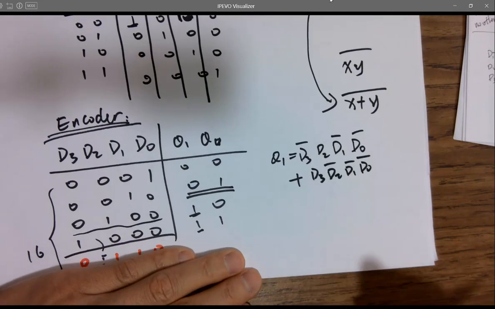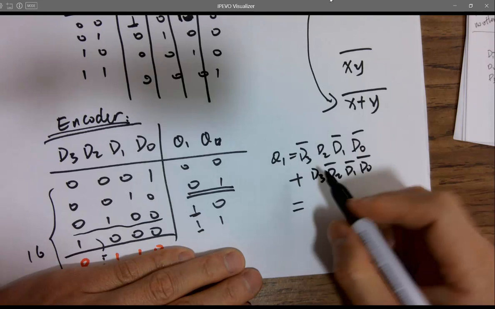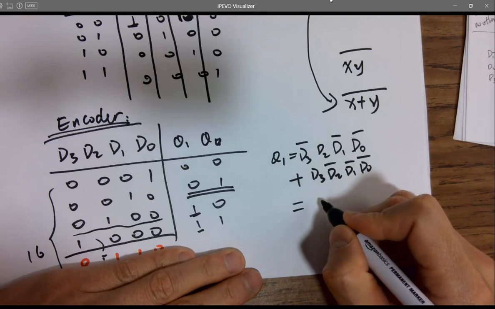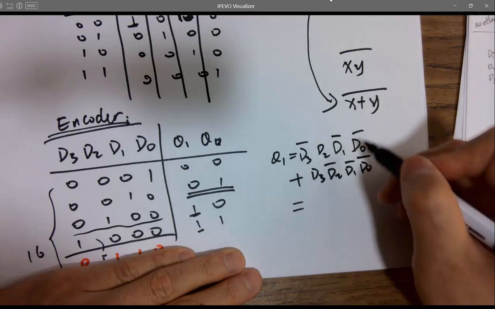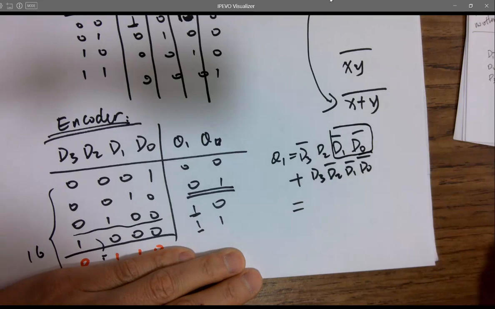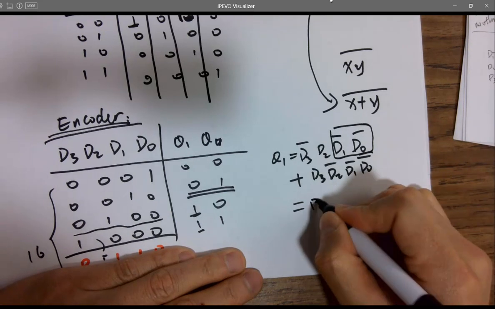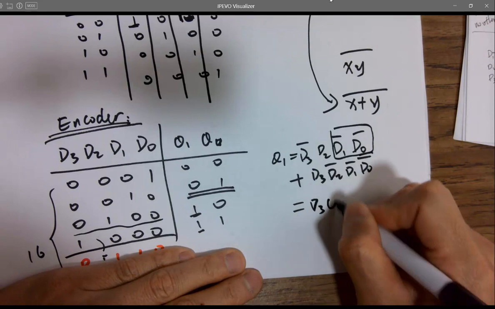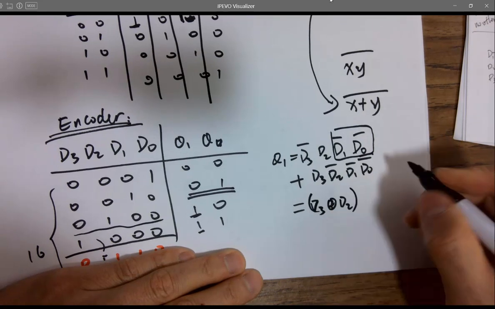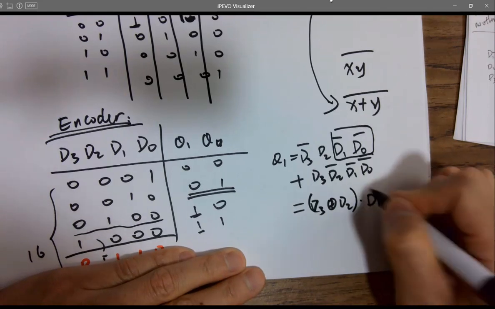Can that just be simplified to D3 or D2? Yeah, definitely you can simplify it. Oh, it's not. If you take this out, right? I don't think so. It's D3 XOR D2 and D1 not, D0 not.